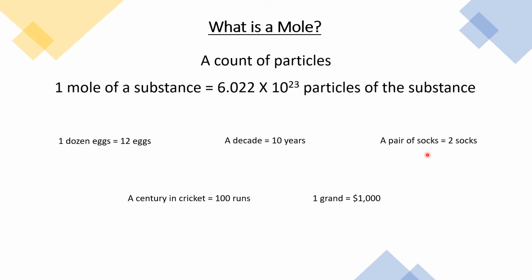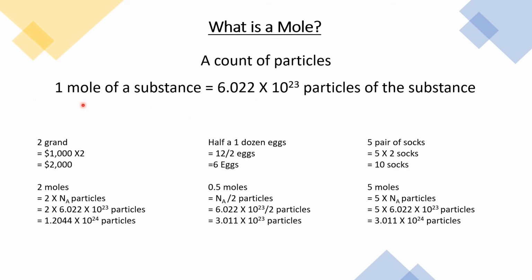A pair of socks represents 2 socks. A century in cricket is 100 runs in the game of cricket. And if I was talking about 1 grand, usually we'd be talking about money, but a grand generally refers to a count of 1,000. So all of these words represent a count of numbers as well, without actually saying what that number is. The mole acts in exactly the same way. And so mathematically, we can treat them in a very similar way.